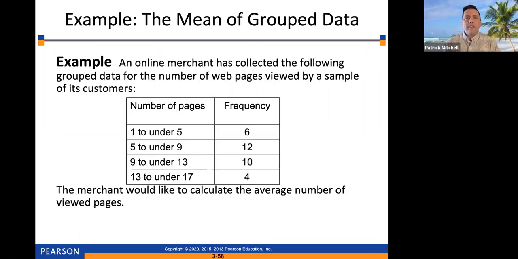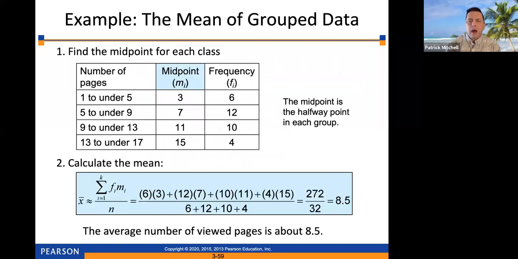All right, so here's our example. An online merchant has collected the following group data for the number of web pages viewed by a sample of its customers. So 6 customers viewed 1 to 5 pages, 12 customers viewed 5 to 9, 10 customers viewed 9 to 13, and 4 customers viewed 13 to 17 web pages. The merchant would like to calculate the average number of viewed pages. So I'm going to show this to you 2 different ways because I don't think that this is necessarily the clearest way.